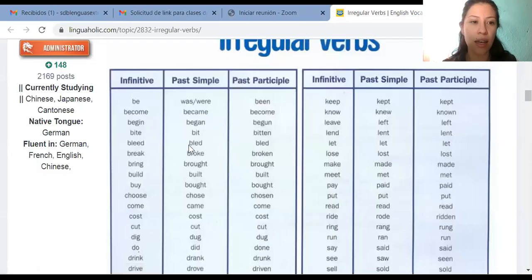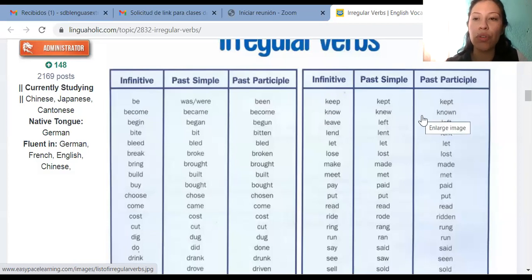So I'm going to share my screen one more time just to give you an example of what you can do with your list of verbs. I was telling you that we have three columns to do the tenses in English. So we have the infinitive verb, it means verbo infinitivo. It means that it ends with AR, ER.